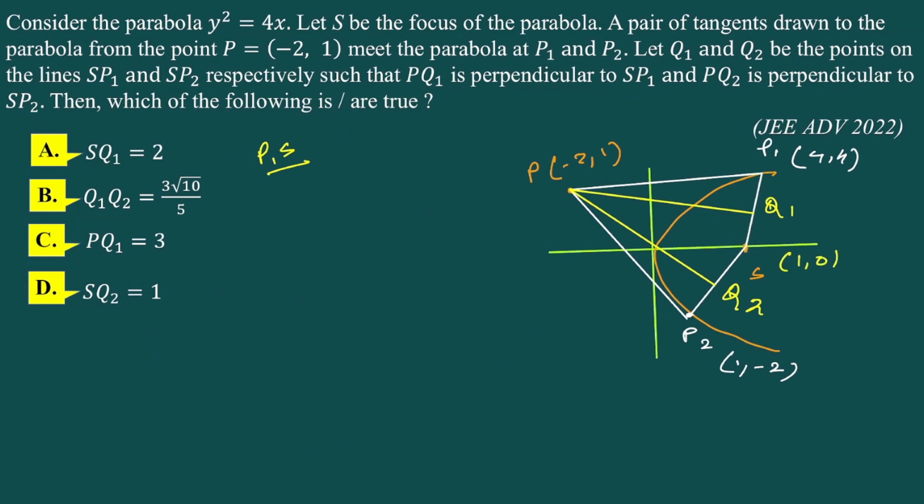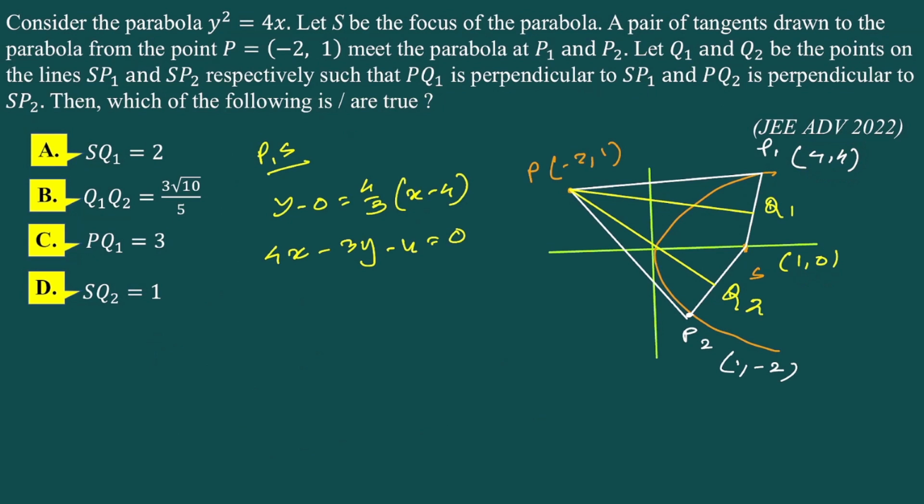S is (1, 0). So y minus y1 equal to m into (x minus x1). m means what? In this case, m is (y2 minus y1) by (x2 minus x1), where this is (x2, y2) and this is (x1, y1). Therefore, we can say y equal to 4/3 into (x minus 1). So the final equation is 4x minus 3y minus 4 equal to 0.